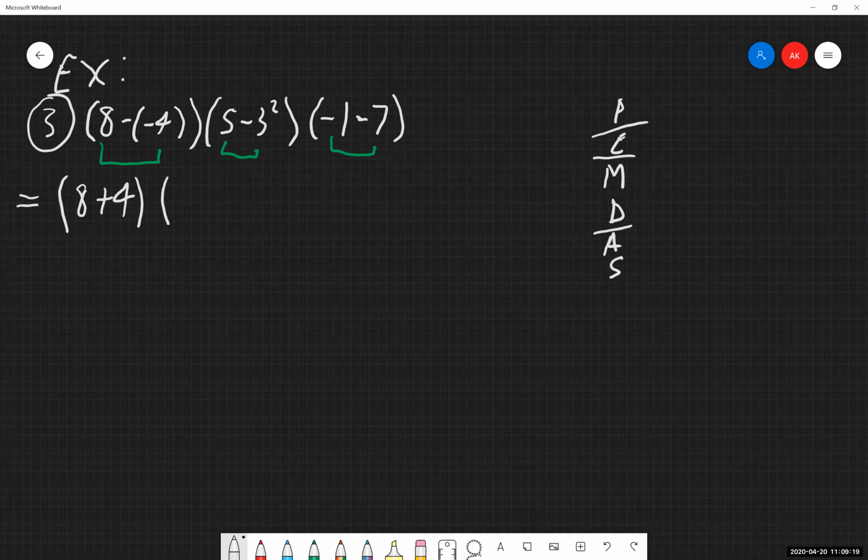Looking at the second set of parentheses, I have 5 minus 3 squared. Remember, we are inside that set of parentheses. We restart PEMDAS all over again, which means I'm going to be working with exponents first. The base of this exponent, this little 2, is just the 3, it does not include the sign. So I'm applying the exponent. I'm going to get 5 minus 9, so 3 squared there. And then in my last set of parentheses, I have -1 minus 7. Combine those together, and I'm going to get -8.